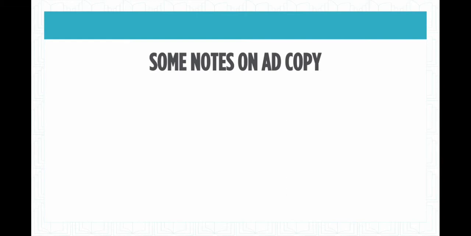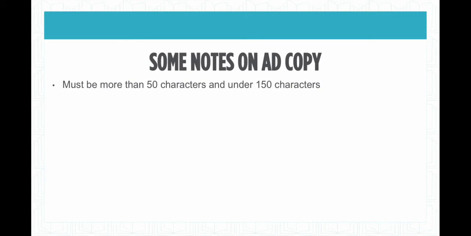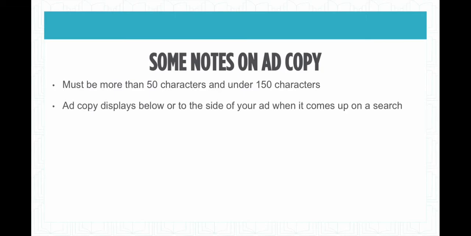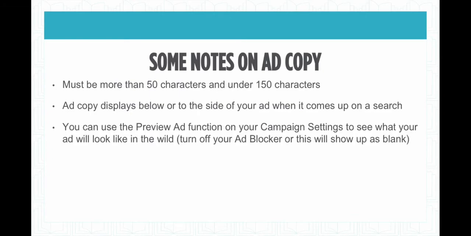Here's a few notes on ad copy. It needs to be more than 50 characters and under 150 characters. This does include spaces and punctuation. Ad copy displays below or to the side of your ad when it comes up on a search. You can use the preview ad function in your ad campaign's campaign settings to see what your ad is going to look like in the wild. Now, you want to turn off your ad blocker if you have one, because otherwise your ad preview is going to show up as blank. So make sure your ad blocker is off.